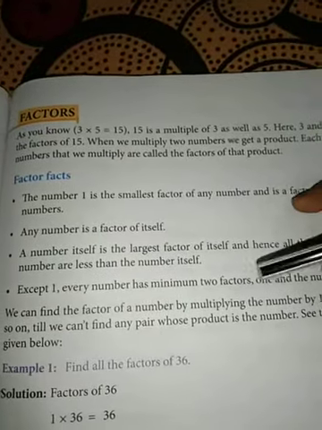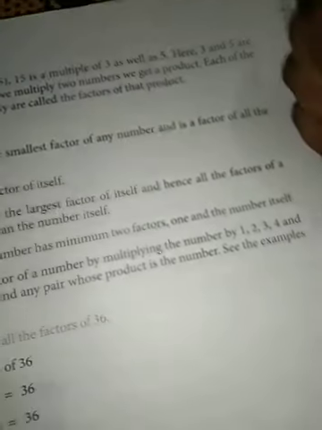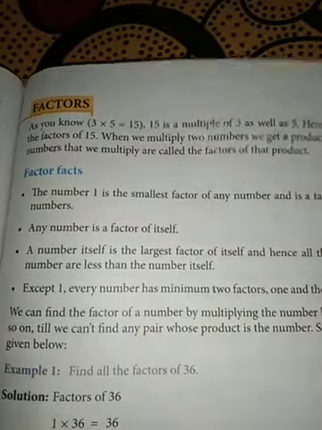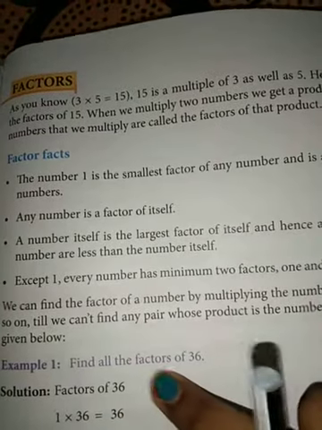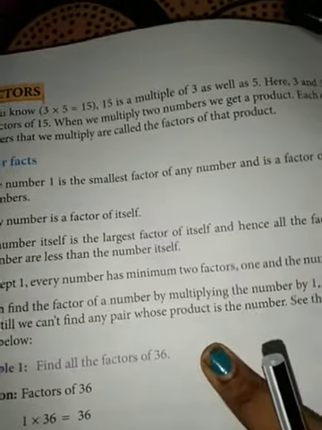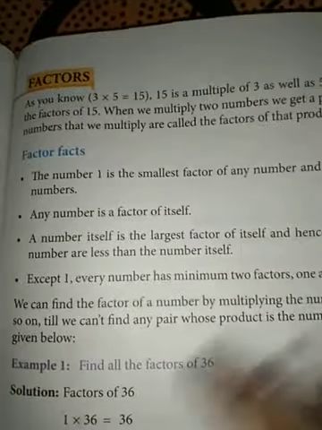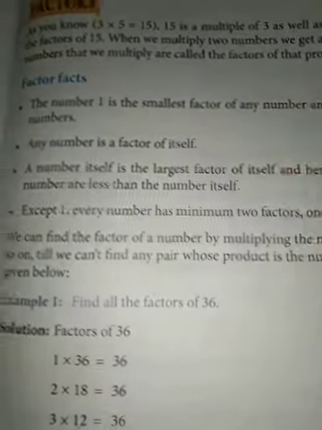We can find the factors of a number by multiplying the number by 1, 2, 3, 4 and so on, till we can't find any pair whose product is the number. See the example given below. Now we will see some examples of how to find out the factors of any number.